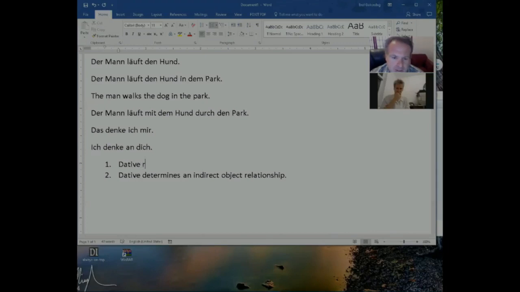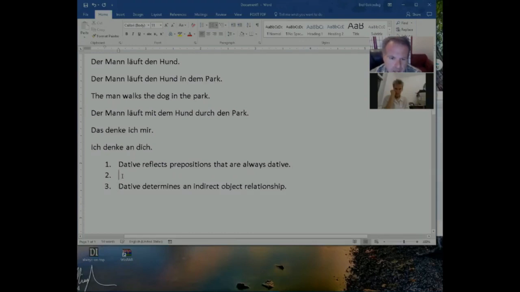responds to or reflects prepositions that are always dative. Number one, that are always dative, right? Now, actually let's put this a little further down. And now dative reflects or corresponds to verbs that are always dative, right?